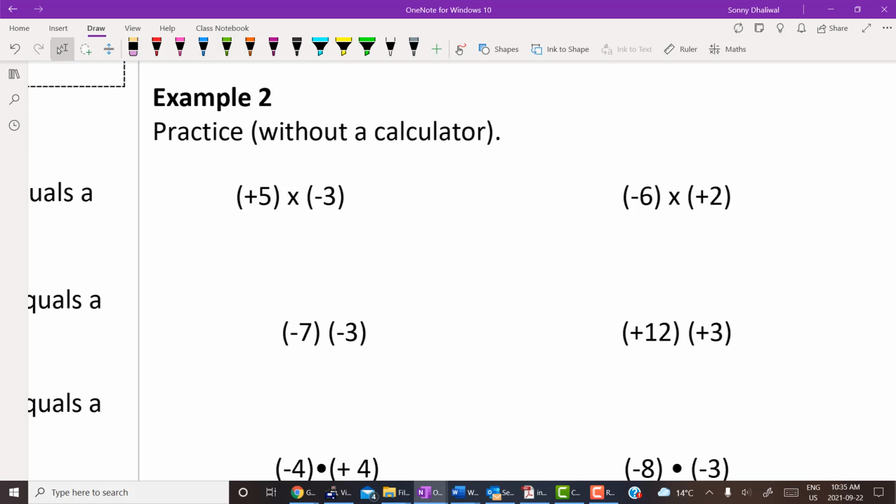So we're going to do this without a calculator. I'm going to just ask you the same 2 questions each time. First question, about this one right here: is the final number positive or negative? Negative, thank you.